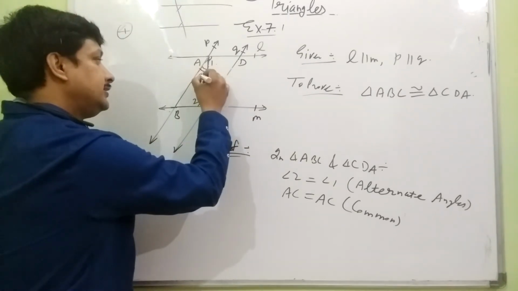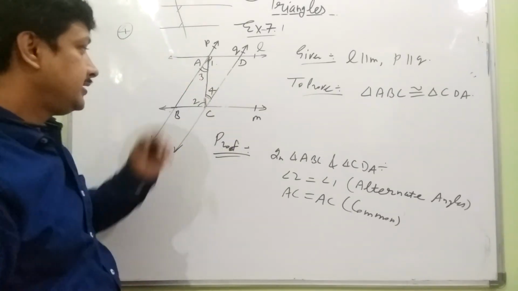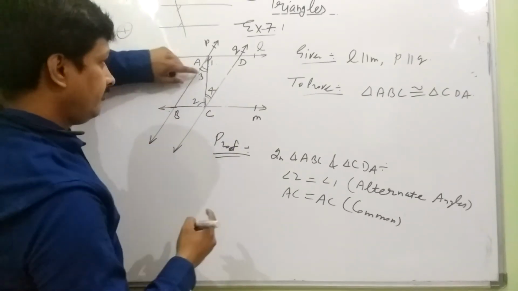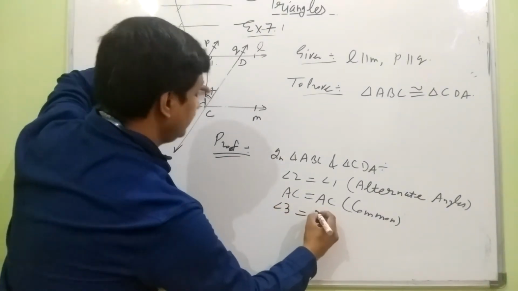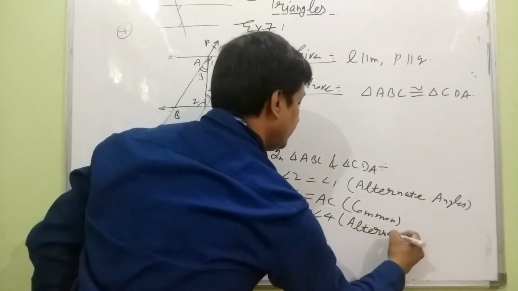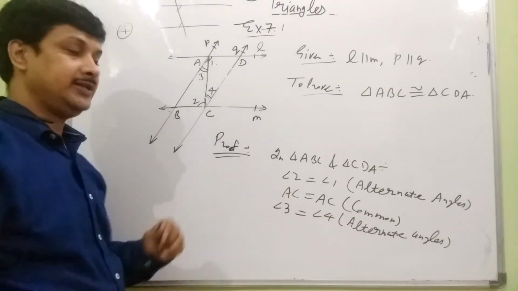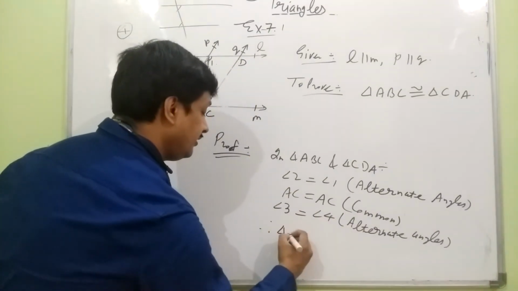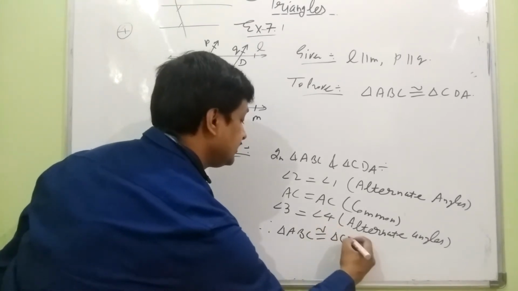So we can consider it as angle 3 and it as angle 4. So we can say, triangle ABC, for this angle 3 is equal to angle 4. So these are also the pair of alternate angles. So we have these three things. So now we can say triangle ABC is congruent to triangle CDA.